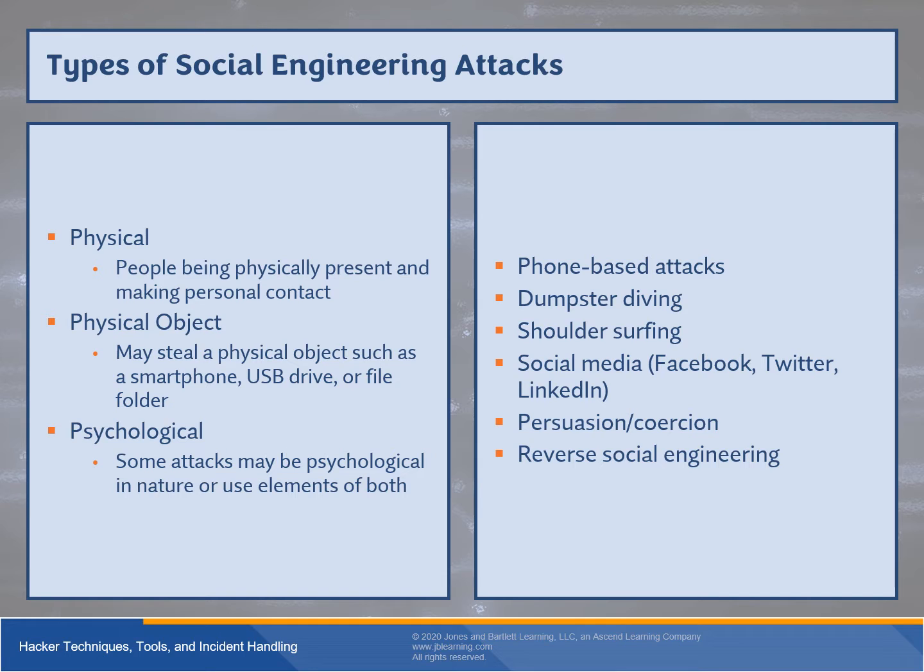So some different types of attacks that we might see would be physical attacks, where people make personal contact. A physical object, where a smartphone, USB drive, or file folder is tampered with in some way. And then psychological attacks may use elements of both physical and physical object attacks and manipulate the way somebody thinks about information. Now, some subcategories would be things like phone-based attacks, which is where a hacker will call and impersonate some trustworthy person, making use of that trust relationship, and try and gather information.